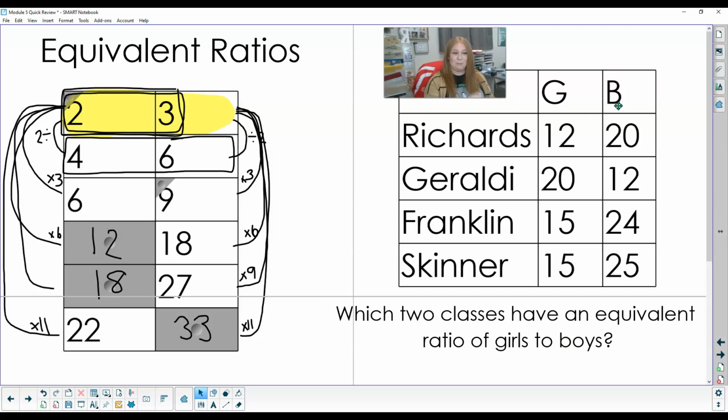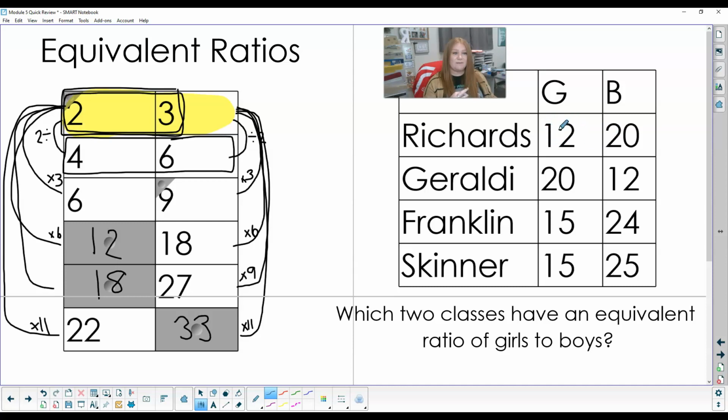So girls to boys. So looking here, I can see 12 cannot nicely turn into 20 or 15. 15 doesn't nicely turn into 20 or 12. So it's not looking like I have one I can just multiply by 2 or 3 and turn into another one. So what I want to do here, remember we found our basic ratio. That's what we want to do here, is find our basic ratio. So we want to think what goes into 12 and 20.